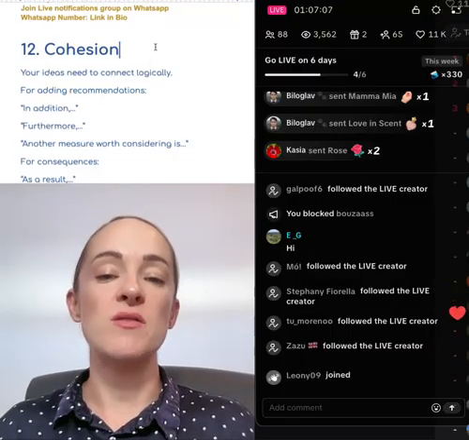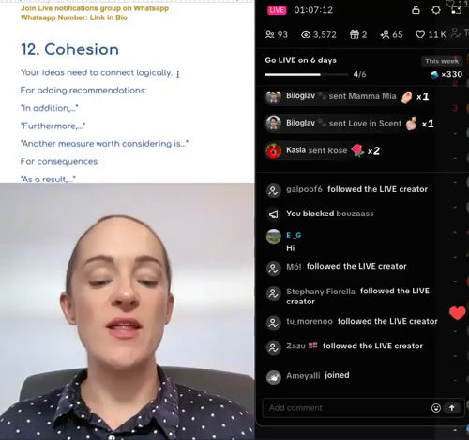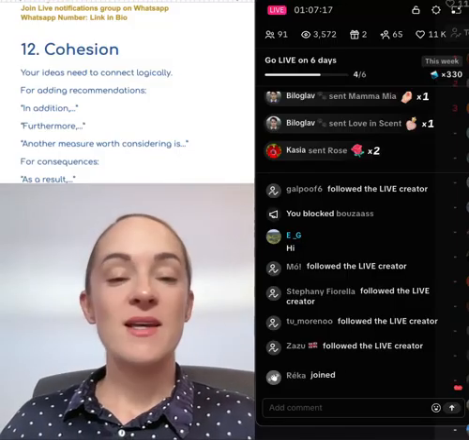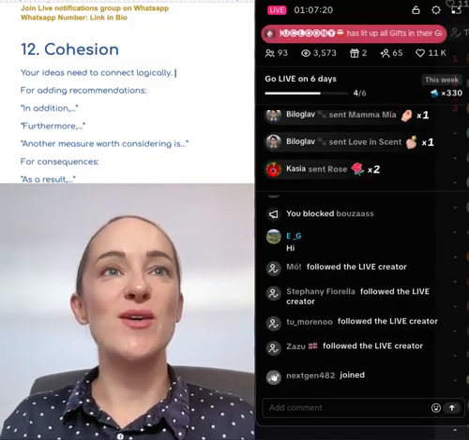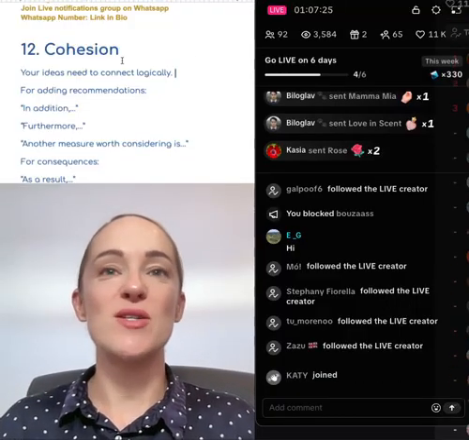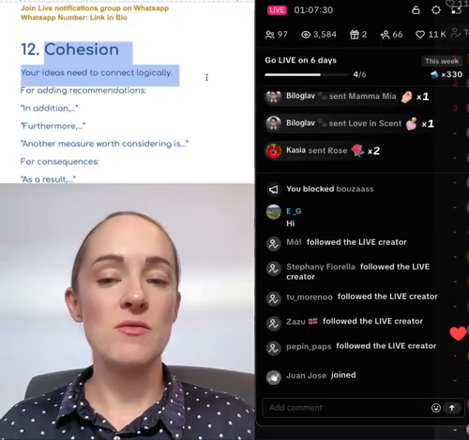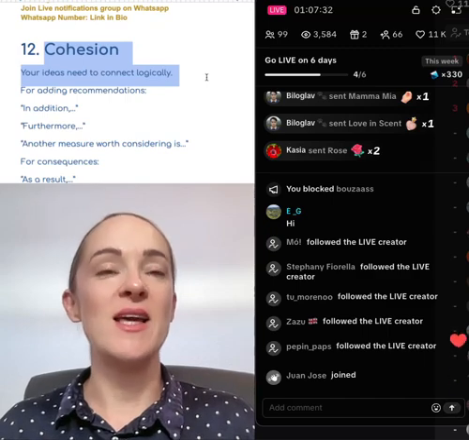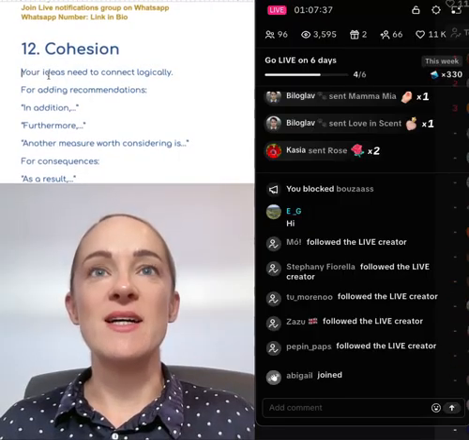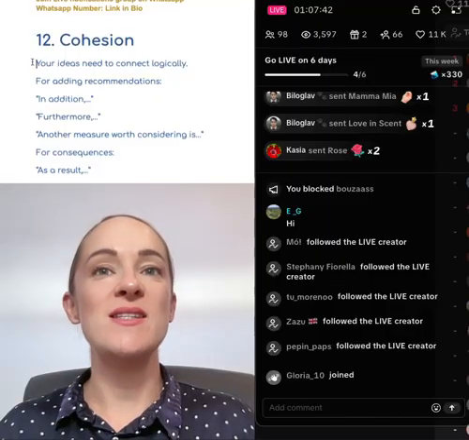Cohesion, this is very important for C1 and C2, okay? That all of your ideas fit together. So if I go back to what I mentioned at the beginning about planning, when I mentioned to students, plan your essay or plan your writing, it's like banging my head against the wall, you know? People just want to start writing. But in order for your writing to be cohesive, you really do need to make a plan and think about what you're going to say before you start writing. So your ideas need to connect logically, right? They need to be easy to read.